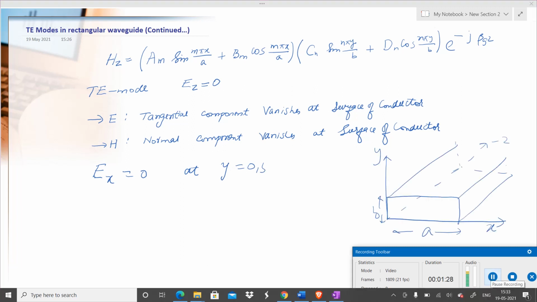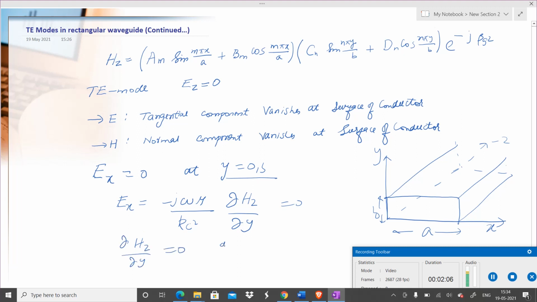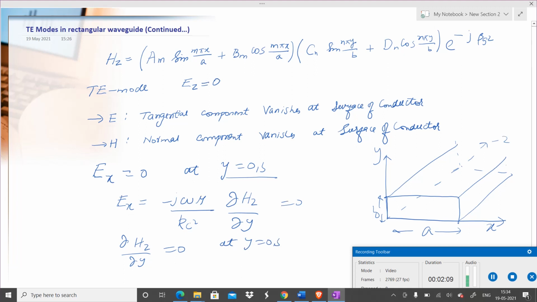It's clear from this figure that at y is equal to 0, that is this point, and y is equal to b, the tangential component means that the Ex component should be 0. Consequently, if you recall yesterday's equation, Ex was found to be minus j omega mu by kc square del Hz upon del y. So when Ex is 0 at this boundary, y is equal to 0, b, del Hz upon del y should also be 0 at y is equal to 0 comma b.